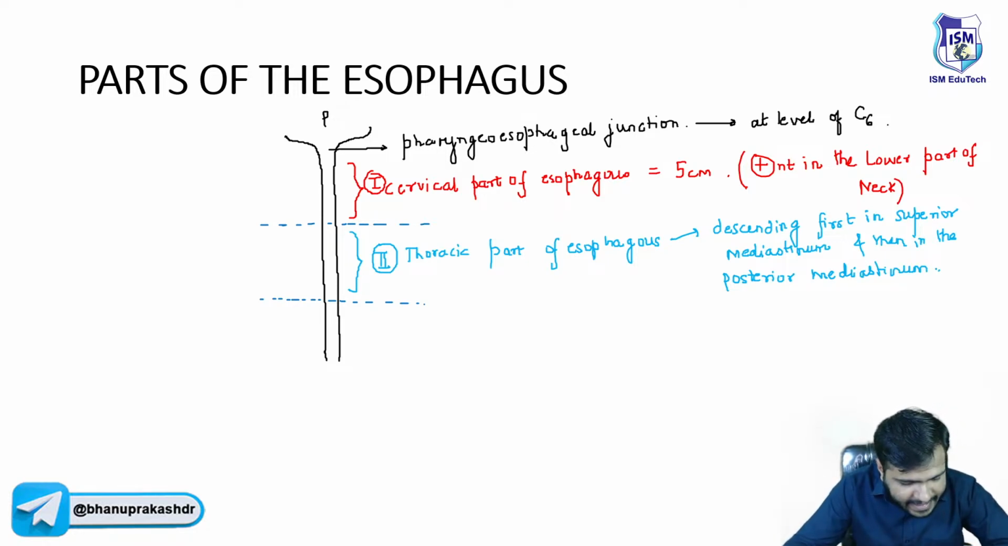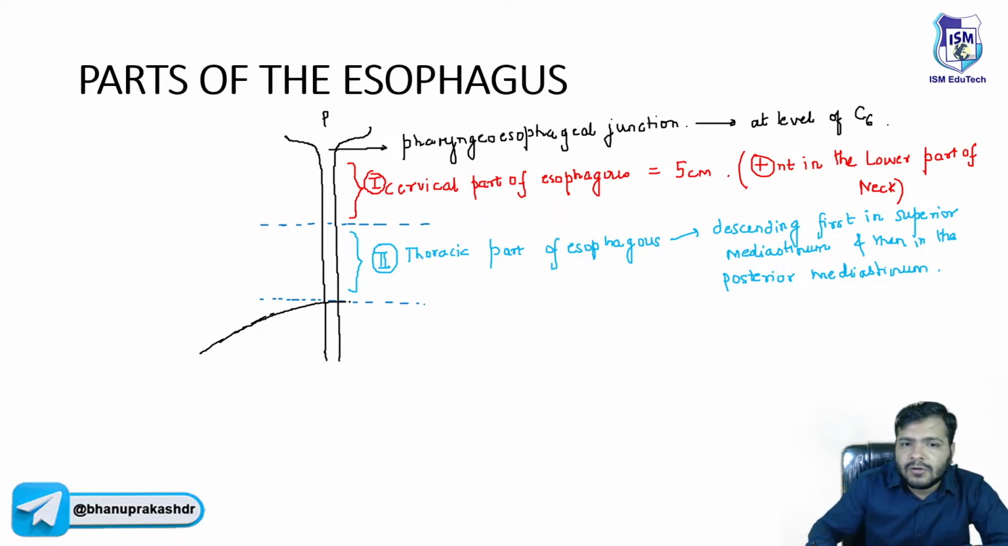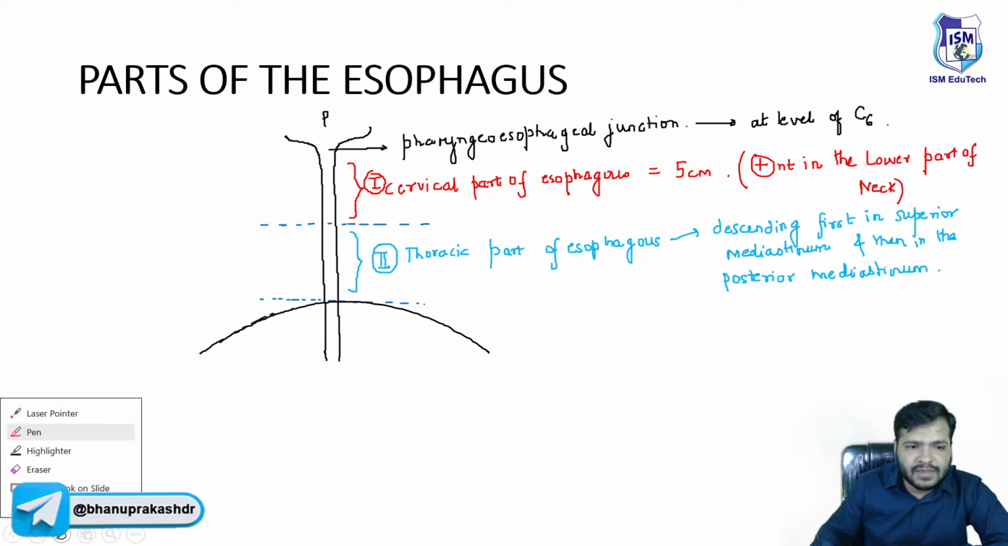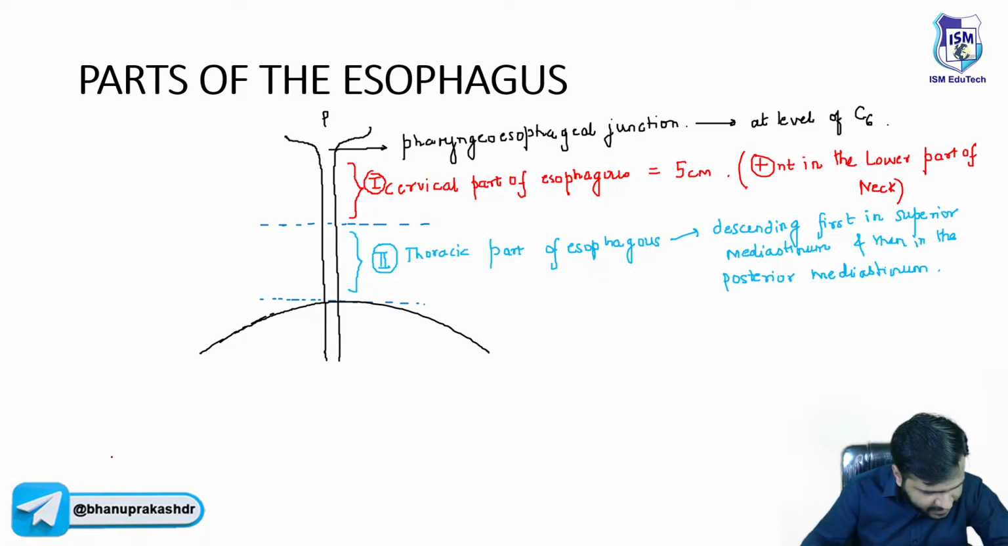Now, can anyone tell me the last part of the esophagus, which is present just below the diaphragm, beta? The last part of the esophagus that is just present below the diaphragm. Yes, very good, beta. Naresh, very good. It is abdominal. The cardiac end. Yes, abdominal. Very good.